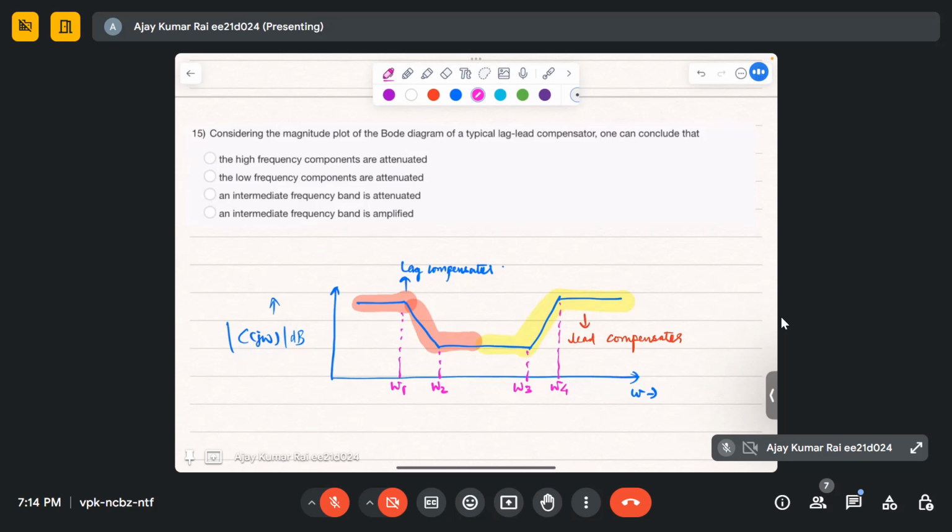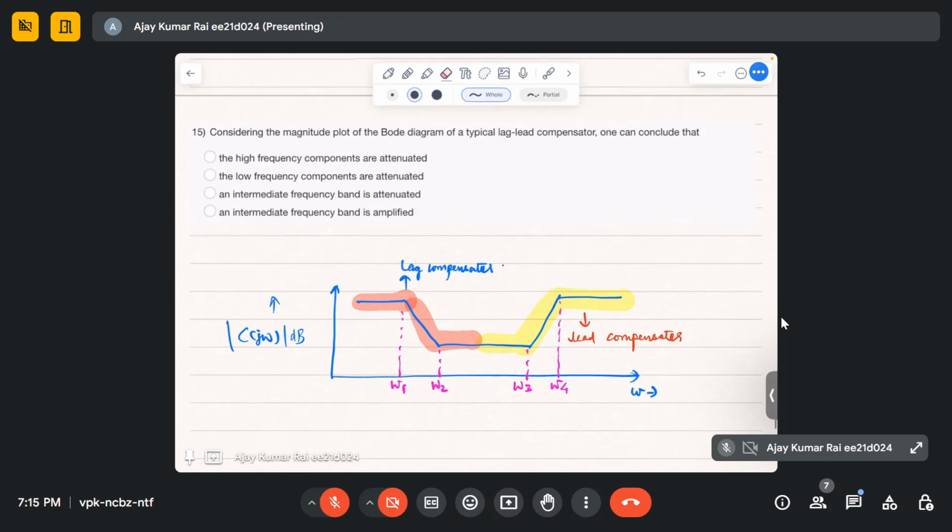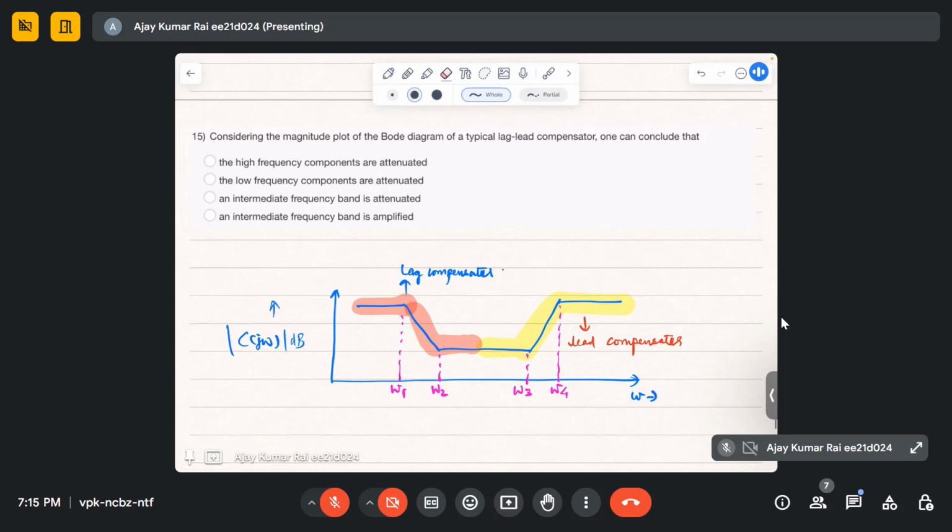So only two options are there, right? You can attenuate them or amplify them. So what is this compensator doing at high frequency? Sir, amplified. So it is correct. At high frequency, you can see the magnitude is high. I've drawn the low frequency and high frequency magnitude to be the same, but they will not be the same, right? But this statement is false because we can see at high frequency the magnitude is high.